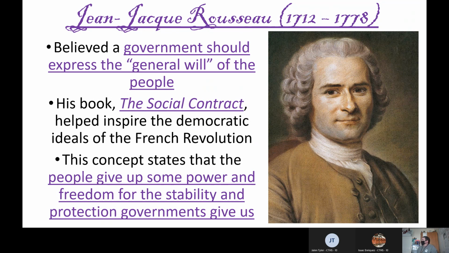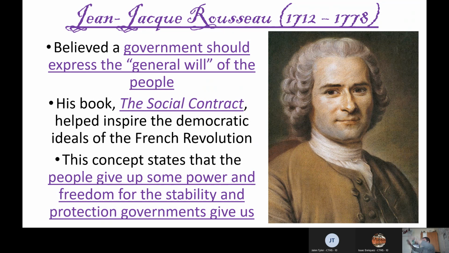Okay, so that's kind of how we chose to enact this. But that makes sense. His book, The Social Contract, helped inspire the democratic ideals of the French Revolution. Locke had talked about the social contract, but Rousseau has a book called that. This concept states that people give up some power and freedom for the stability and protection governments give us. That's the social contract. We allow the government to rule, and that means we're giving up some freedom.